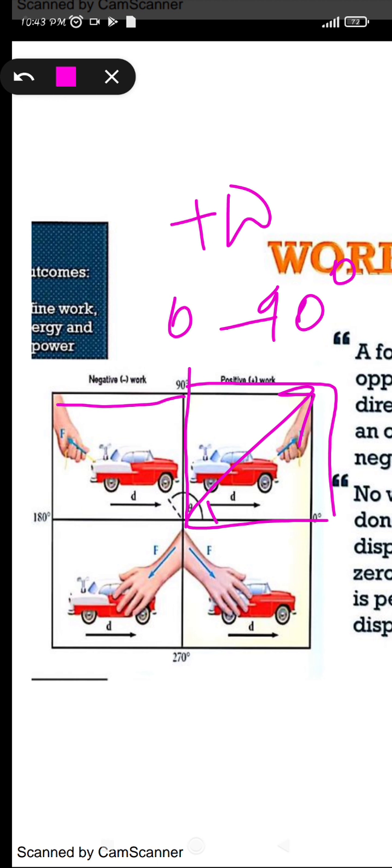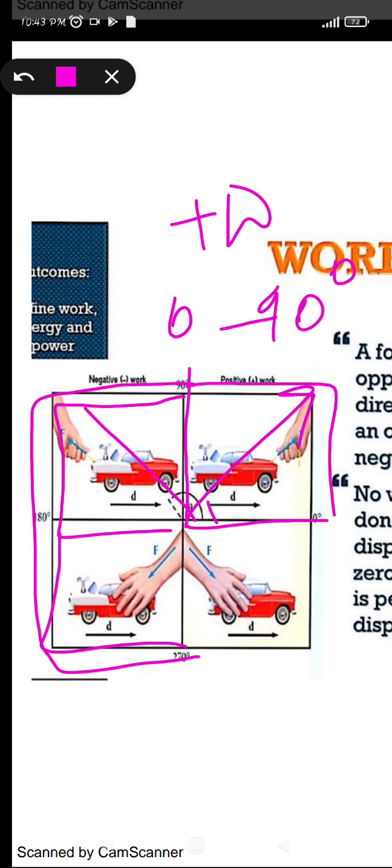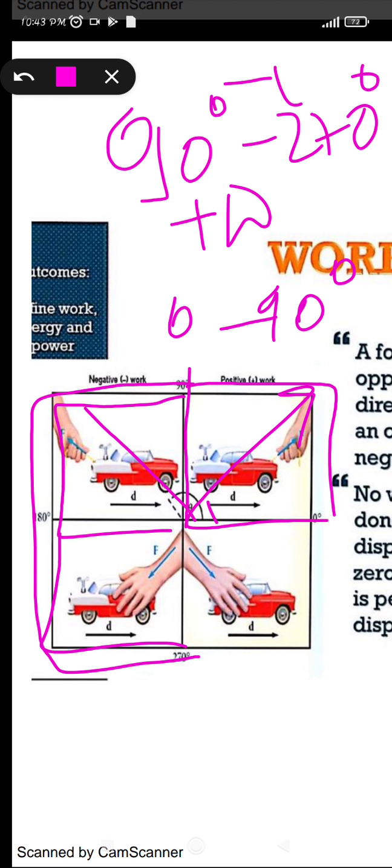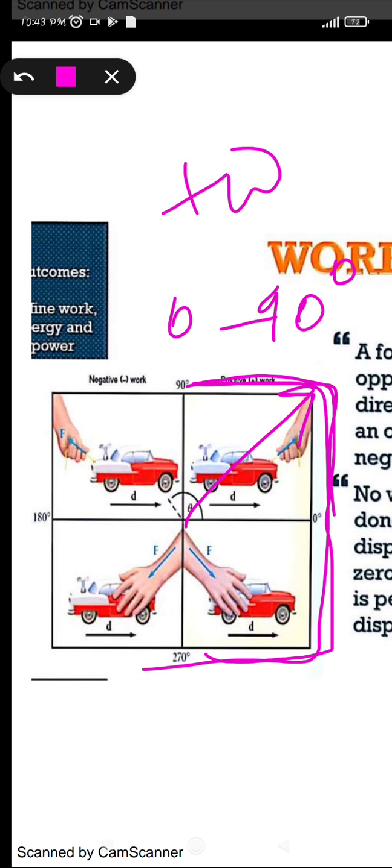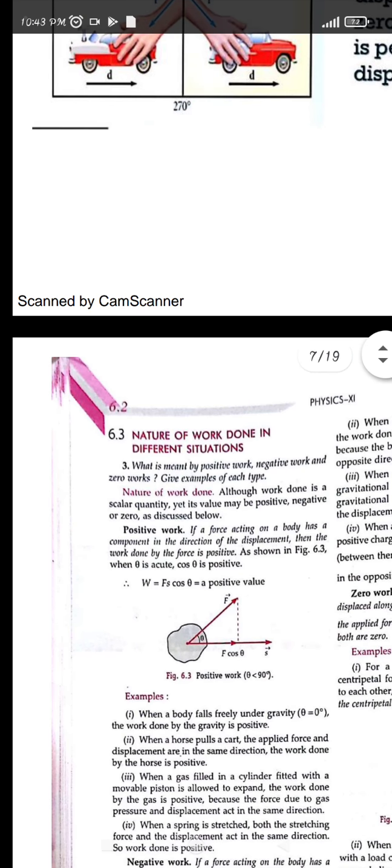Similarly, for the negative, see that it is moving from 90 to 180. Whether it is 100, 120 or any angle between 90 and 270, the work is negative. So from 90 degree to 270 degree, the work is said to be negative work. Similarly, if we take the angle from 0 to 90 or 270 to 360, it is positive work. So this is positive work done and negative work done.